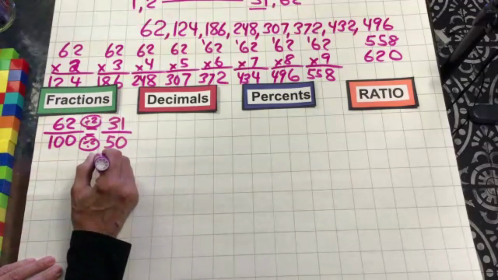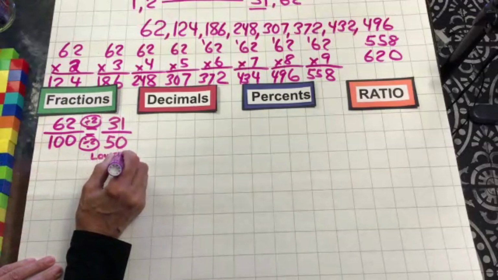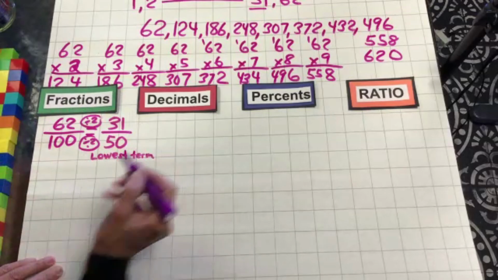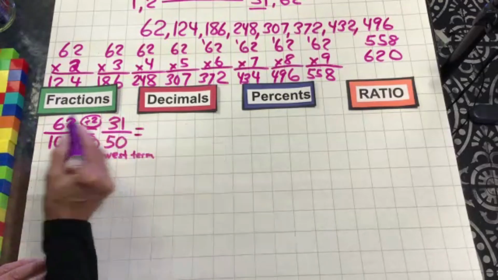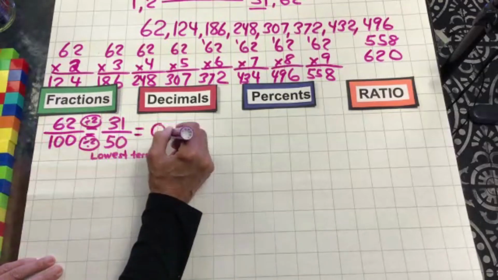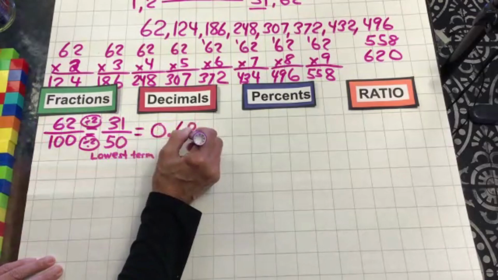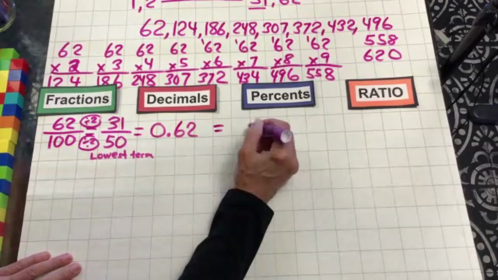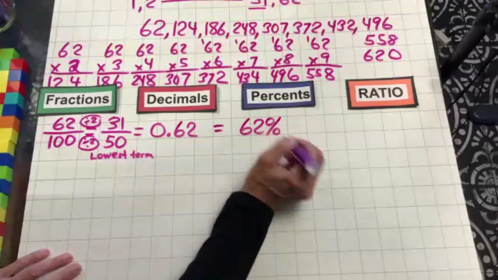So this is our lowest term fraction. All right, let's move on to our decimal. We go back to our original. So we're talking 62 hundredths, which would be written in decimal form like that. And if we are getting 62 cents off of every dollar, that would be 62% off.